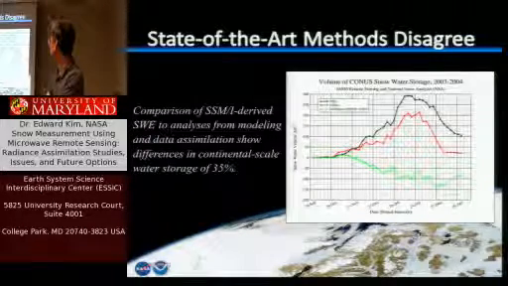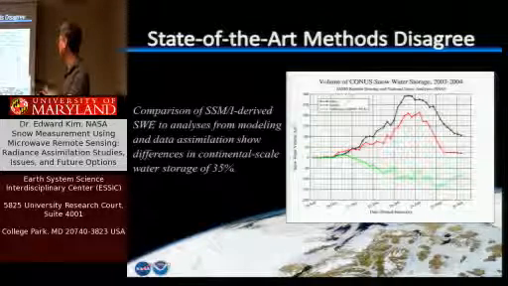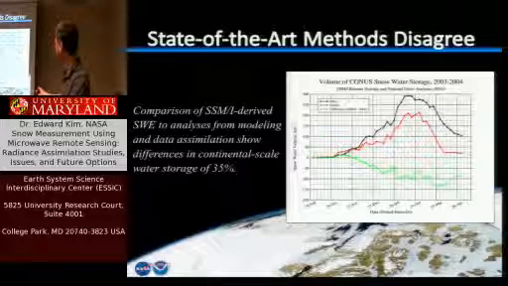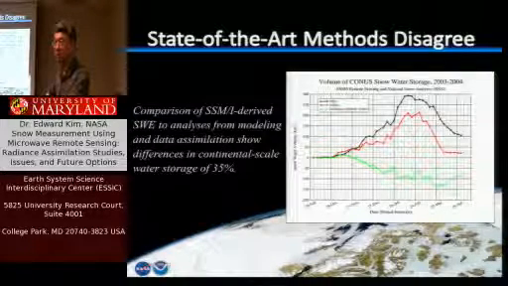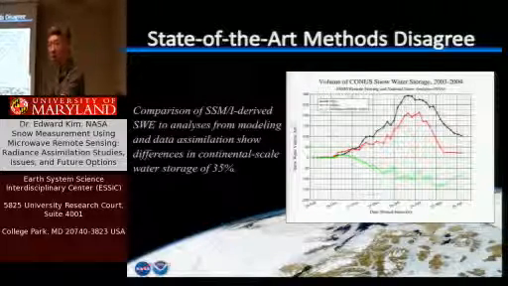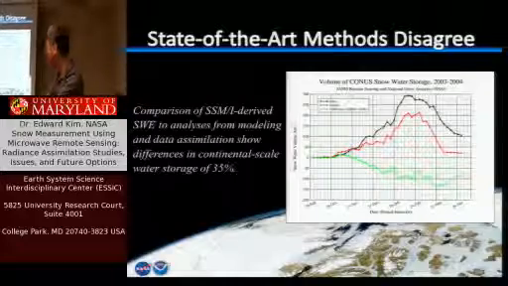And you can see that, at the beginning of the snow season, there's no snow, and then it builds up to a peak, and then it disappears towards the end of the snow season. But you can clearly see that there's a significant difference in these two so-called state-of-the-art ways of estimating how much snow there is over the entire continental U.S.